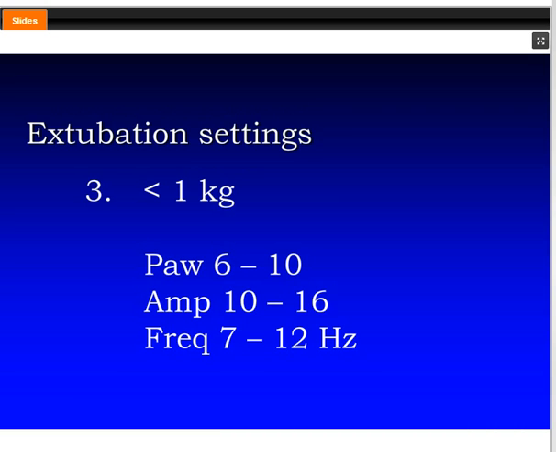If you're less than a kilo, mean airway pressure 6 to 10, amplitude 10 to 16. Most of these babies are on faster frequencies, 7 to 12 hertz. And again, the small babies should be on caffeine before they are ever extubated, and that would help you from that standpoint. And these babies should all be extubated to CPAP or NIPV, CPAP with a rate.